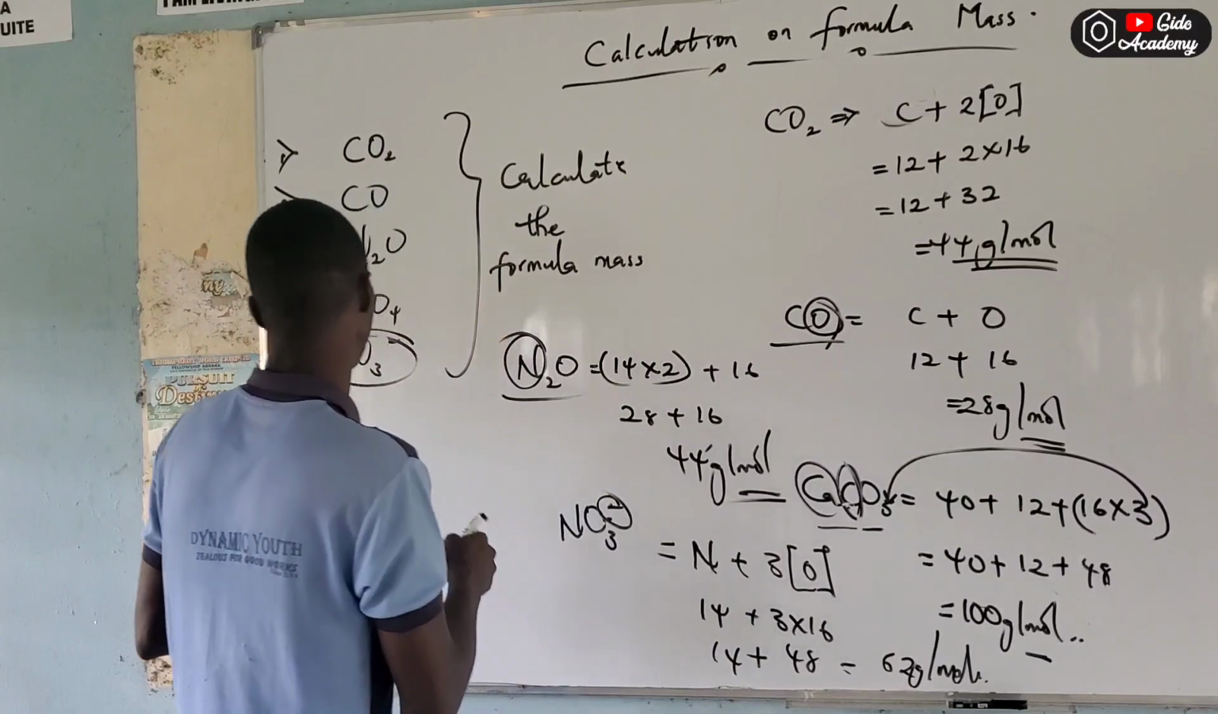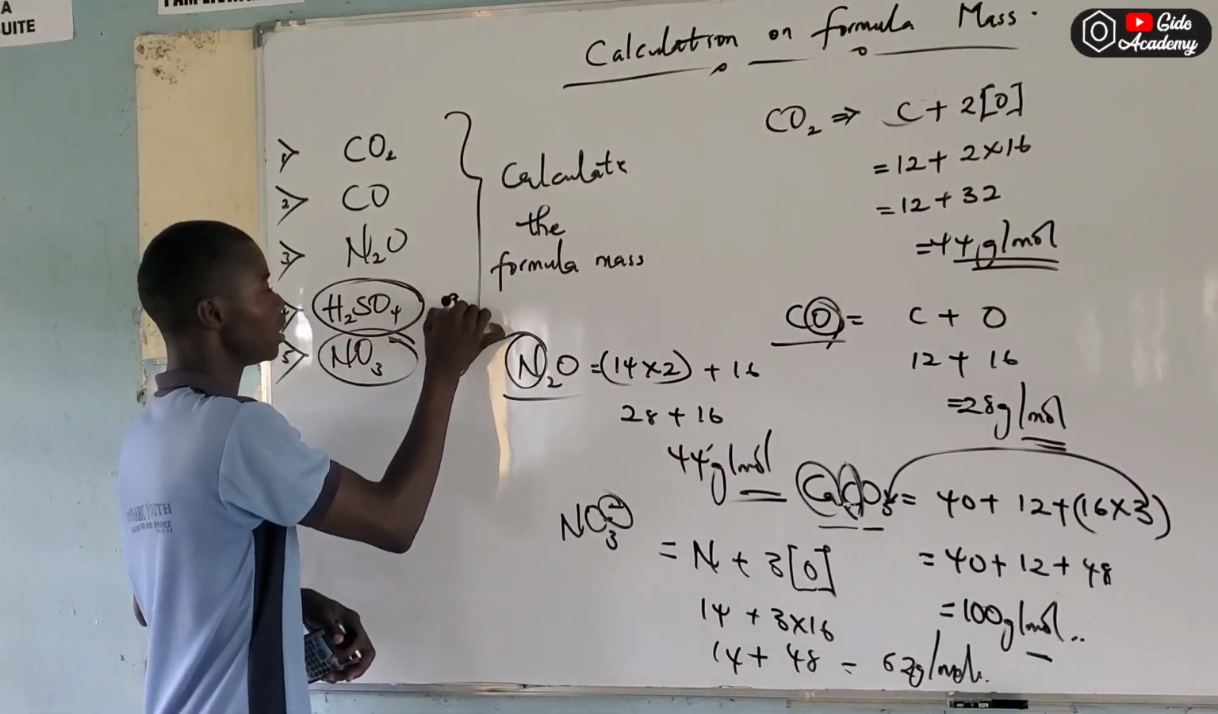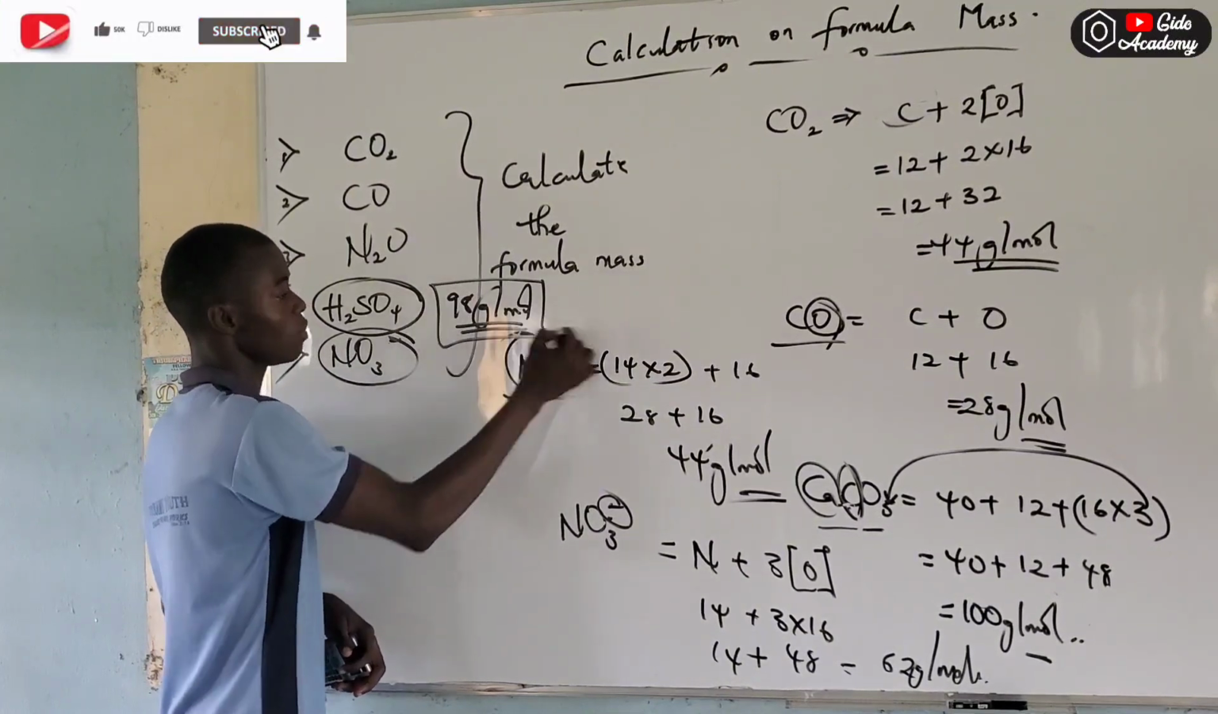So for H2SO4, I want to do the one of sulfuric acid. The answer should be 98 gram per mole. If you have this as your answer, that means you are correct.